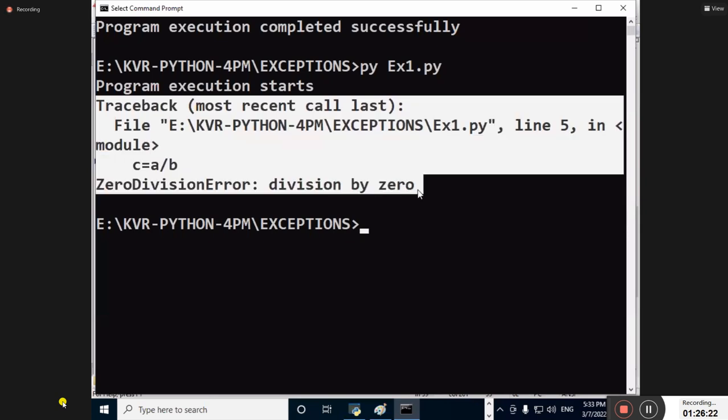Which message? Who will not understand? The end user. Who will understand? Yes. Is it recommended to give us such messages? No. Recommended to give which messages? What is the message I am going to give you next class only? Don't enter 0 for denominator. What is that message? Even a small kid also can understand.